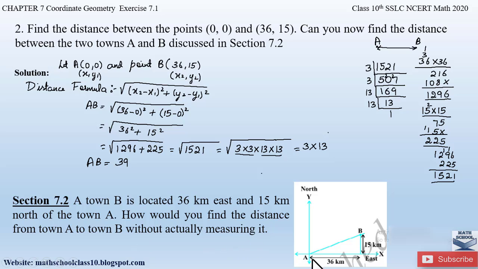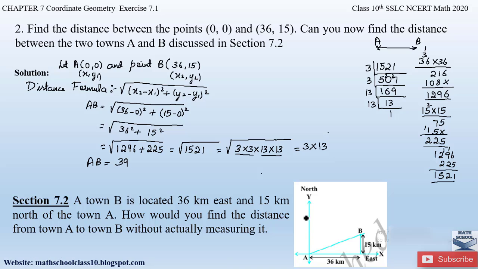So we have a town B which is located 36 kilometers east from town A and also 15 kilometers north from town A. So if this point A is the town A, from this town A, if we move east 36 kilometers and then we move north 15 kilometers, town B is located. Now we have to find out the distance between town A and town B.